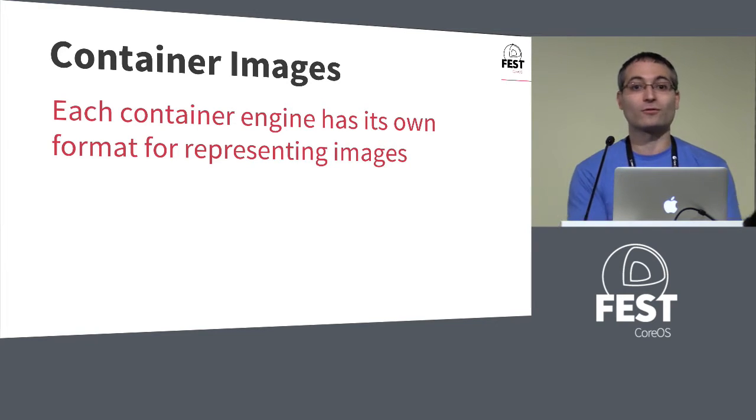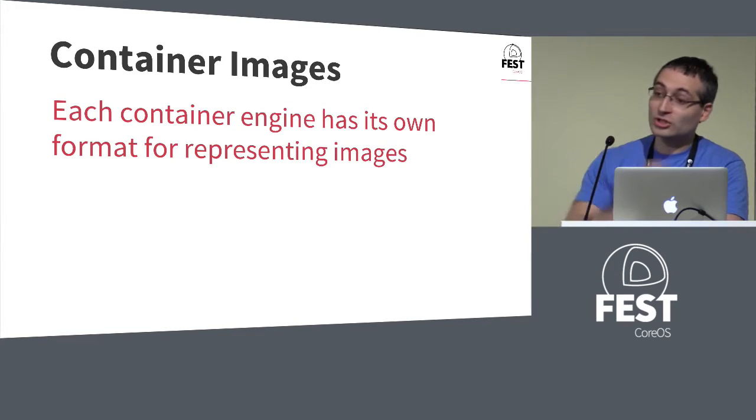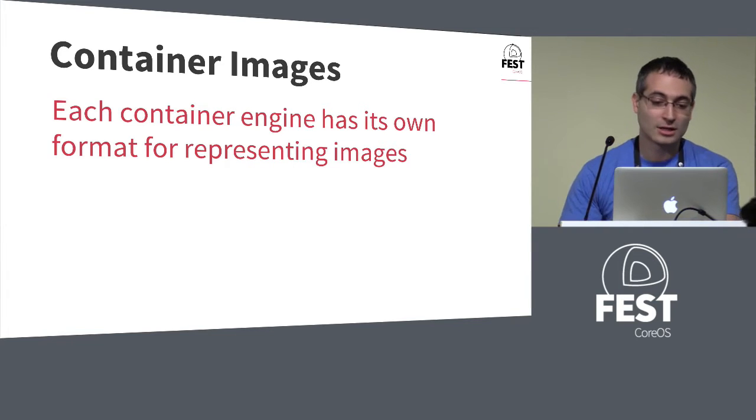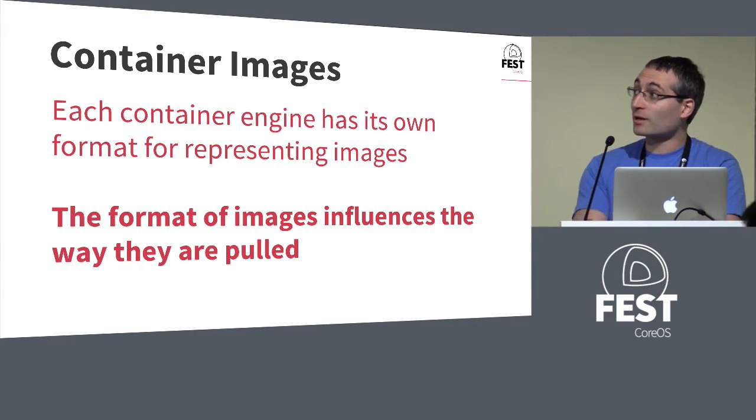In turn, container images themselves are represented in their own formats for each engine. Docker has its own format, Rocket has the format ACI. Hopefully this will be changing in the future with the adoption of OCI, which will be a nice standard that we can all implement against. But for now, each container engine has its own format. And of course, the format of the images influences the way they are pulled.